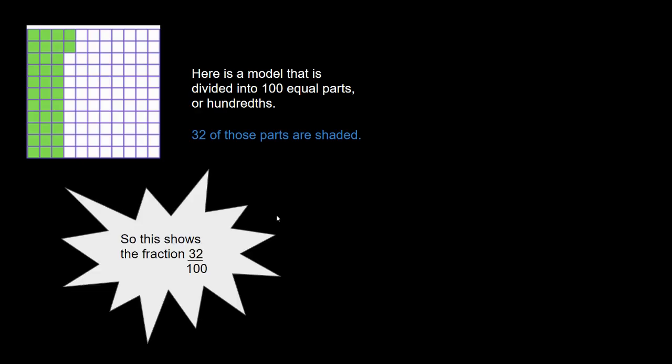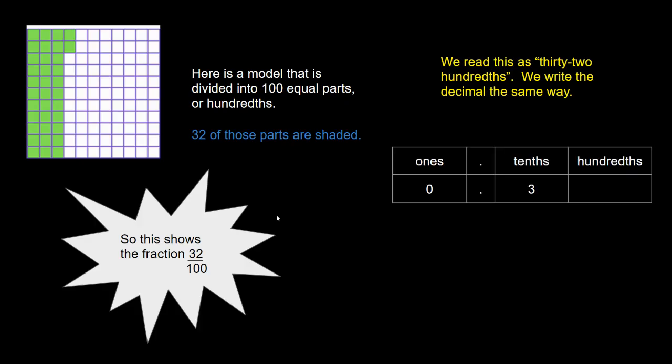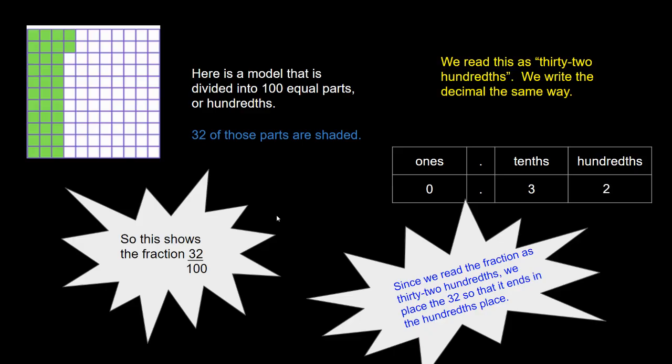Here's another model divided into 100 equal parts or hundredths. 32 of those parts are shaded. So this shows the fraction 32 hundredths. We write the decimal the same way, by putting 32 so that it ends in the hundredths place.